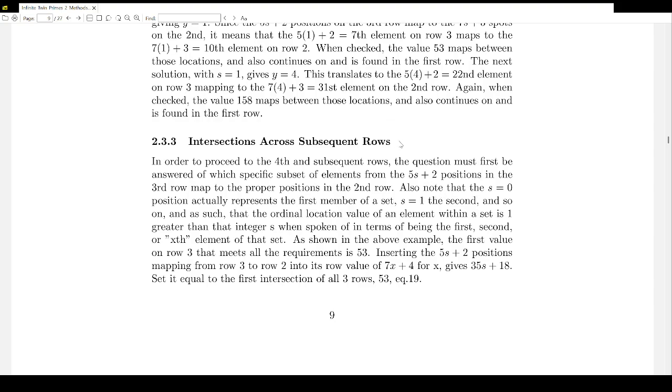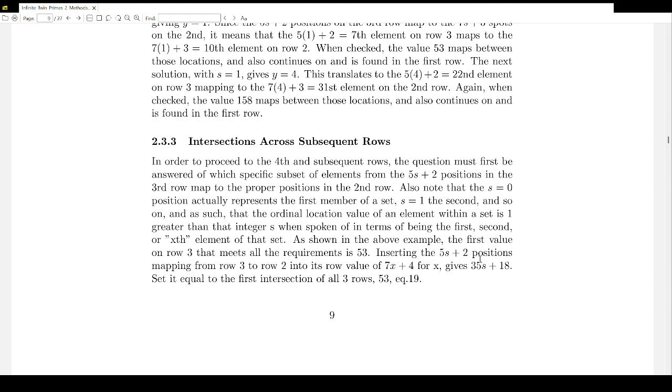It's the same thing we did before, but now we're just going to extend it. Also note that the s equals 0 position actually represents the first member of a set. S equals 1 is the second, and so on. As such, the ordinal location of an element within a set is 1 greater than that integer s, when spoken of in terms of being the first, second, or xth element of the set. As shown in the above example, the first value on row 3 that meets all the requirements is 53.